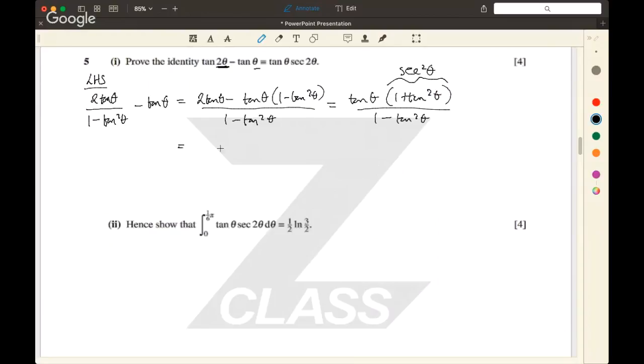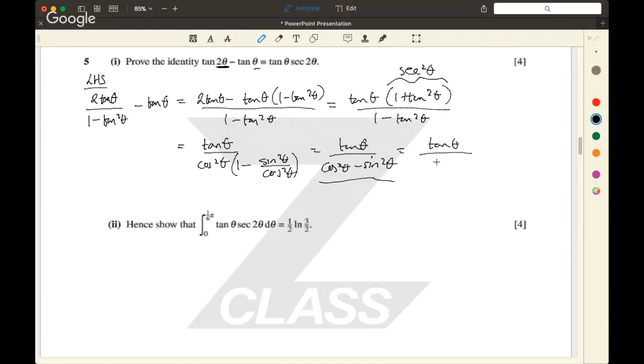So this thing is equal to tan of theta over cosine squared of theta, and then I'm going to put this as (1 minus sine squared theta) over cosine squared theta, because that's what tan is. So this is equal to tan of theta over (cosine squared theta minus sine squared theta). And if you look in your formula booklet, you'll see that that is exactly the formula for cosine 2 theta, which is just 1 over sec. So this is tan theta sec 2 theta.